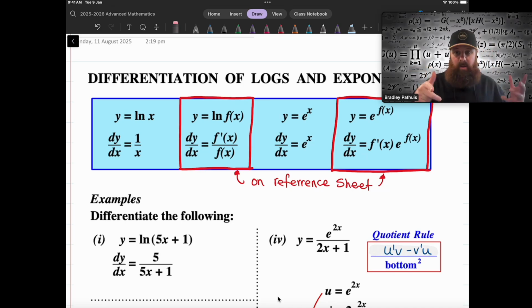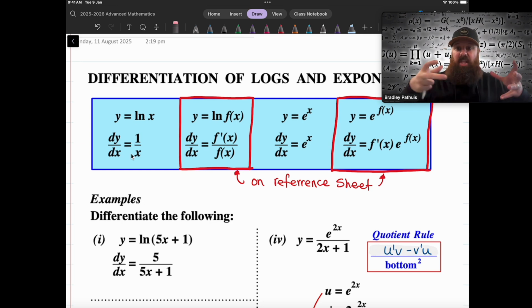All right, so back on our board notes, this was something we pasted into our board notes last lesson, and we can see in the red boxes, that's what's highlighted on our reference sheet. And you can see over here on that first one, it's got y equals ln of x, and dy/dx, the derivative of ln x was 1 over x. And we just saw that on Desmos.